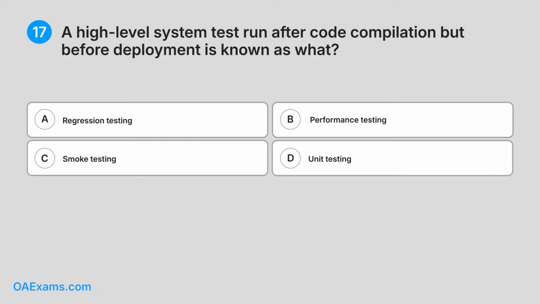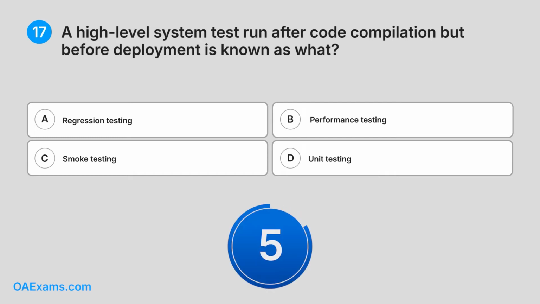17. A high-level system test run after code compilation, but before deployment is known as what? A. Regression testing. B. Performance testing. C. Smoke testing. D. Unit testing. Do you know the answer?